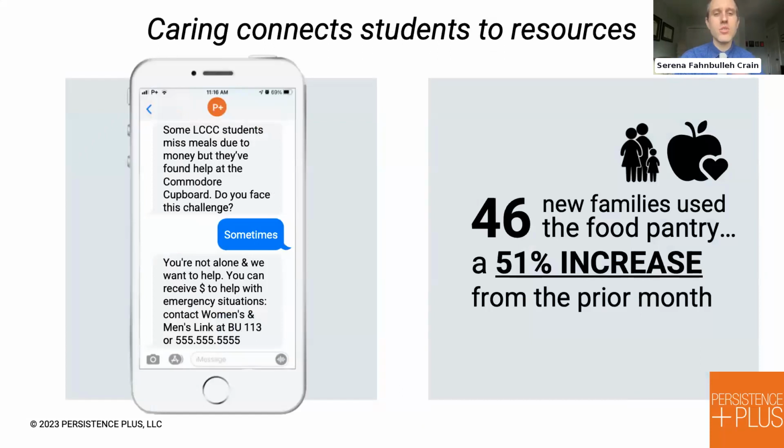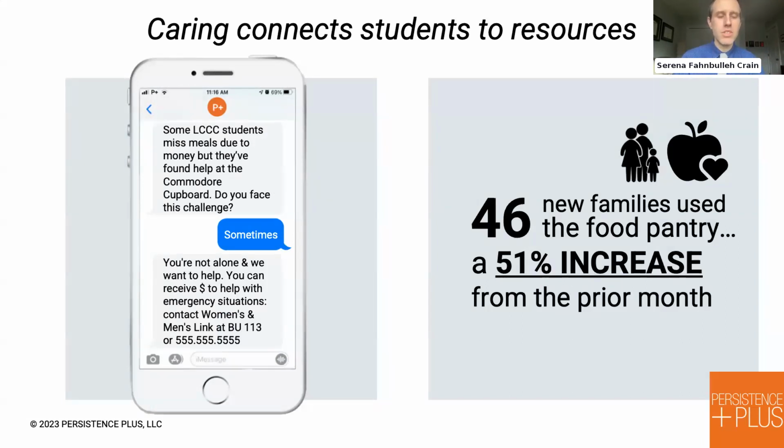And so this is just one of the ways in which these caring types of messages really help: anytime we're trying to connect students to a resource that is in some way stigmatized, attached to embarrassment, shame, an attack on their own self-reliance. So that can be tutoring, that can be emergency aid, or in this example here, a food pantry.